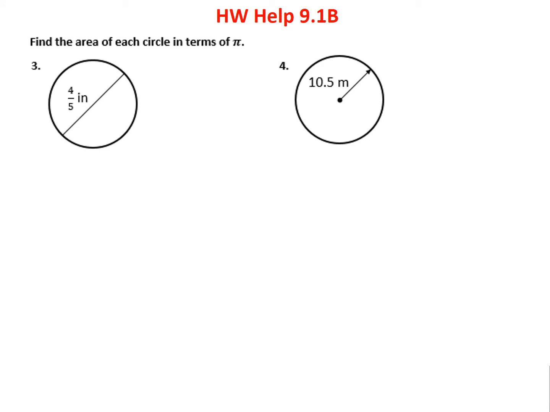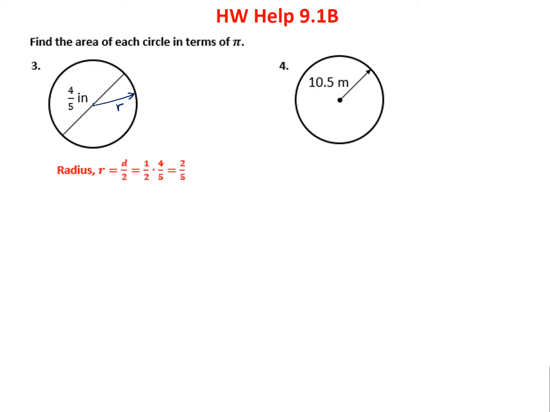In problems 3 and 4, we're asked to find the area of the circle in terms of pi. In these cases, the area is always in terms of radius. Like in our first question, we have 4/5 of an inch, but we need the radius. We need to find out how much is the radius. Well, the radius is half of the diameter. So half of 4/5 is 2/5.